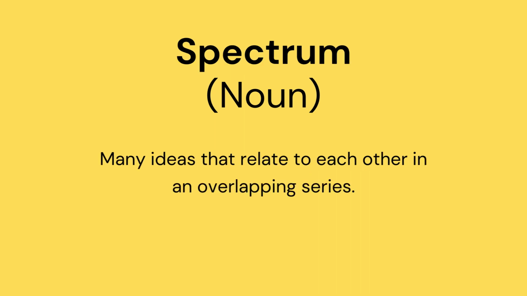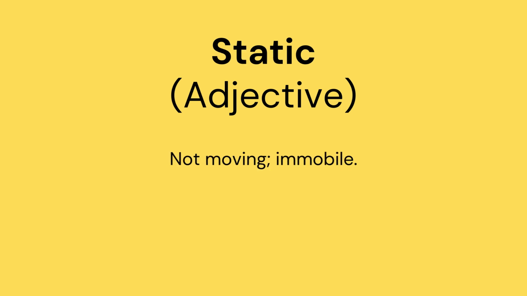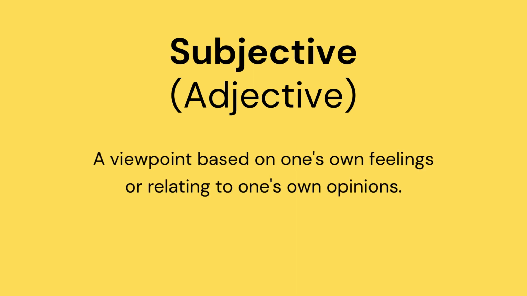Spectrum is a noun referring to many ideas that relate to each other in an overlapping series. Sporadic is an adjective and it refers to something that happens occasionally or irregularly. Static is an adjective and it means not moving or immobile. Subjective is an adjective referring to a viewpoint based on one's own feelings or relating to one's own opinions.